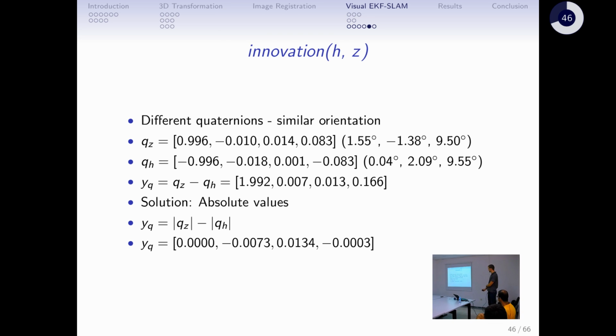Different quaternions can express similar orientation, as can be seen here. The quaternions, these two, are quite different. The first quaternion is given by z, the last one is given by h, but they express more or less a similar orientation. If we just subtract them, we will get a big innovation. In the sense of a quaternion, this is a really big number. So what I was doing was building the absolute values and subtracting them. This will give us a small innovation, in this case, which is actually true.